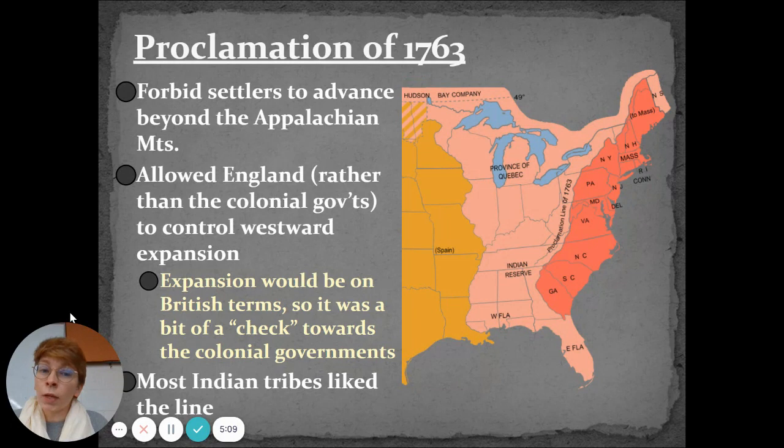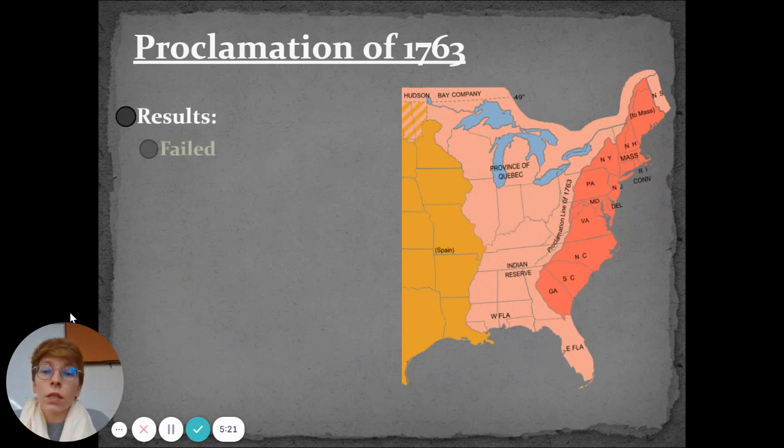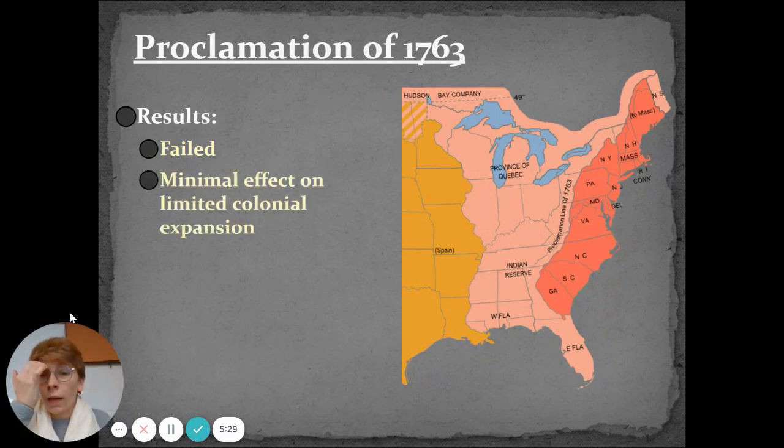A lot of the Native American tribes are like, yes, this is great. This is our land. It has been our land, and we don't want the colonies and British people moving in. Unfortunately, it didn't work. There are not enough British soldiers to patrol this line and prevent things from happening.